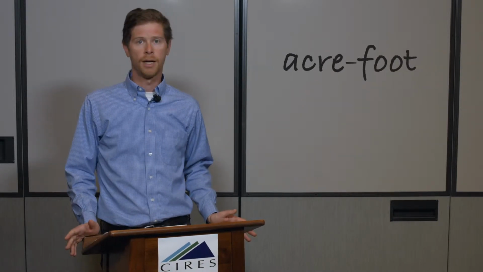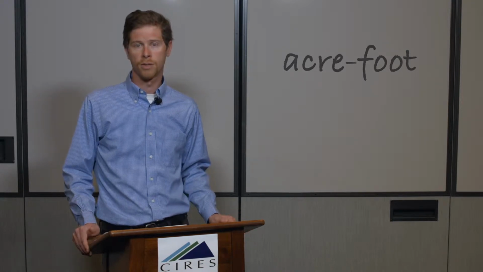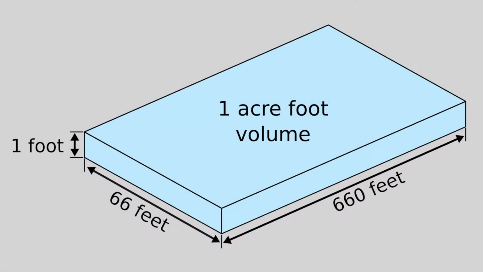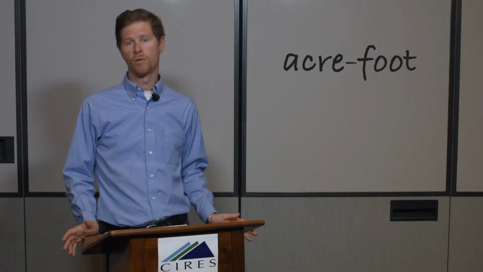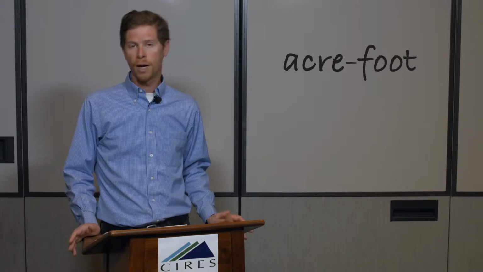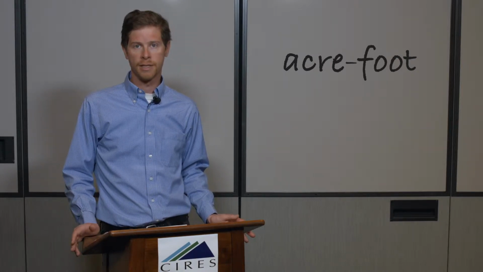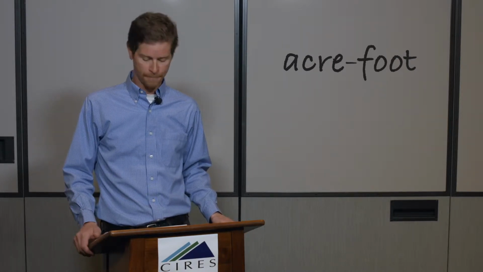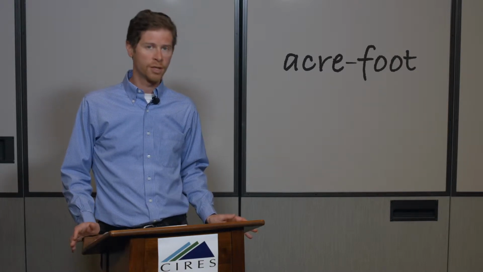So instead, we use a term called the acre-foot. And an acre-foot is exactly what it sounds like. It is the volume of water you would have if you flooded 1 acre to a depth of 1 foot. That happens to be equivalent to roughly 326,000 gallons, or the amount of water that 2 average United States households use in a given year. That's also, for you metric fans out there, about 1,233 cubic meters.